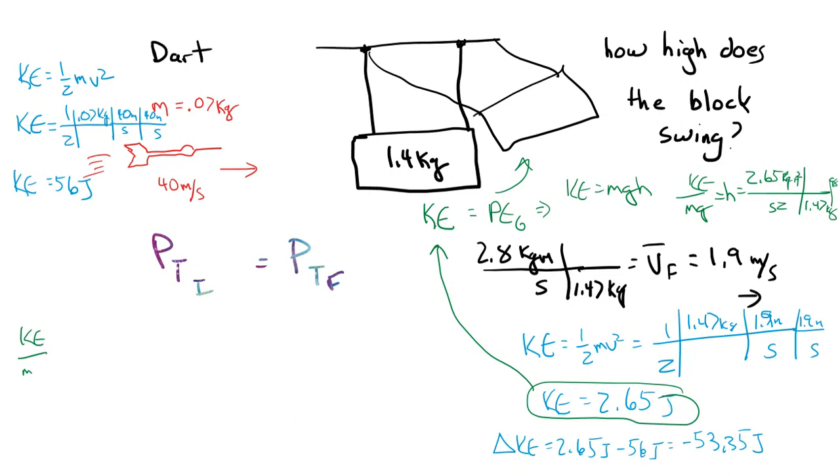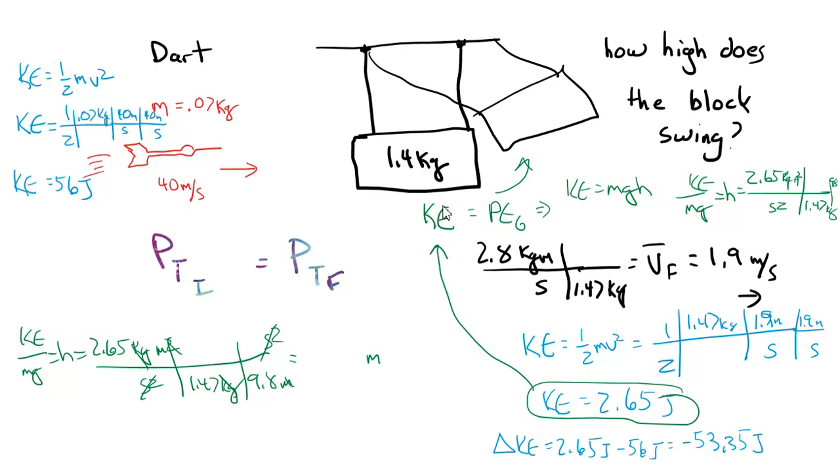Kinetic energy divided by mg equals h, 2.65 kilogram meter squared per second squared, divided by 1.47 kilograms, divided by 9.8 meters per second squared. Kilograms cancel out, seconds squared cancel out. This meter gets rid of one of these meters, and my answer is going to be in meters. So how high does it swing? It's not going to be very far because it lost so much kinetic energy in the collision, but it's going to move. All right, 2.65 divided by 1.47 divided by 9.8.